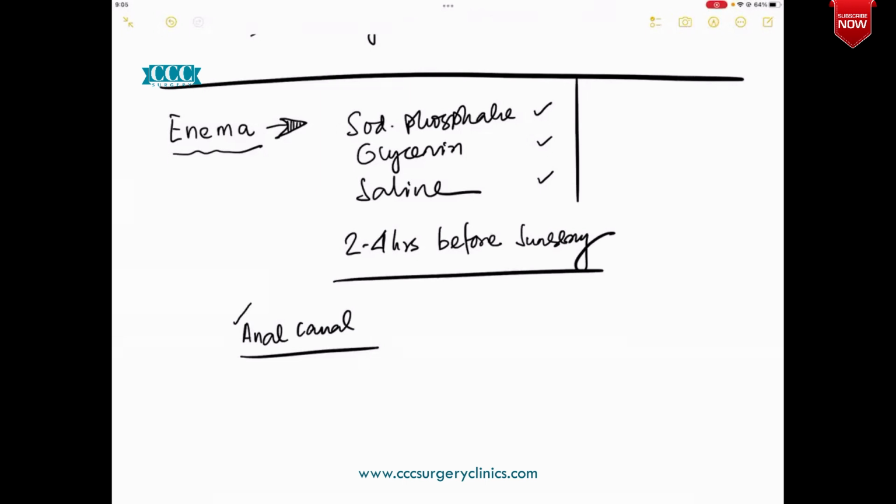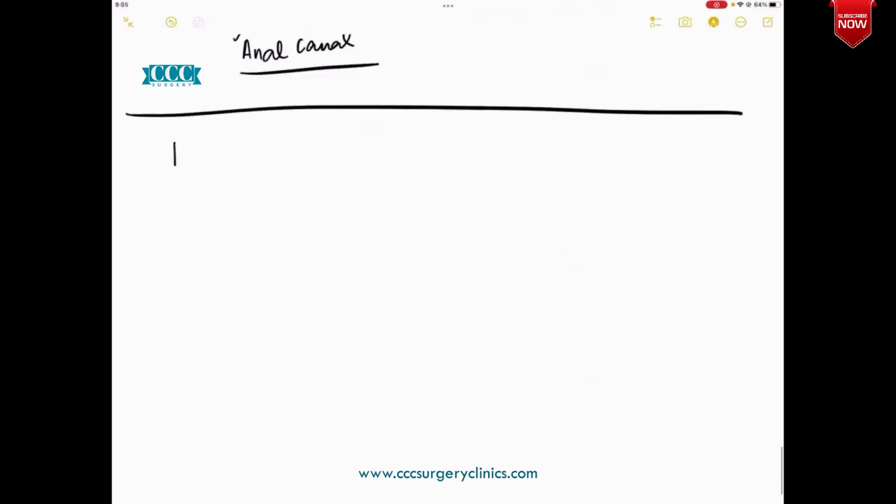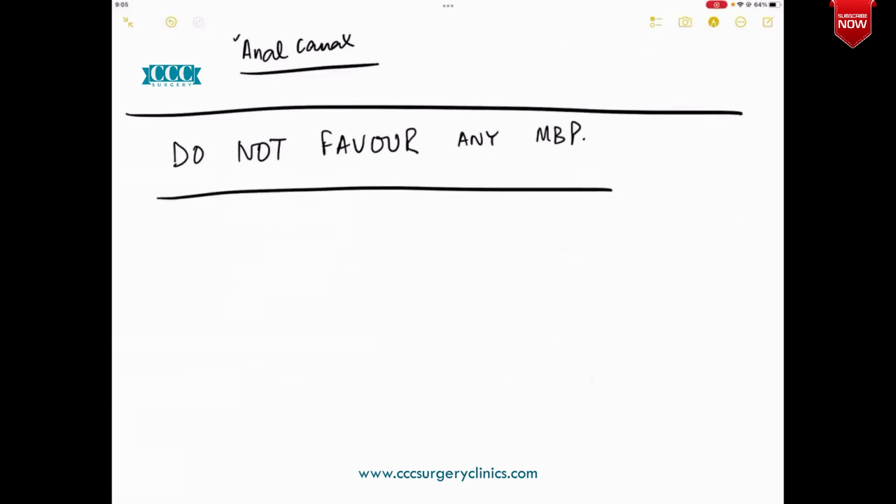Now, let us talk about the final words and let us talk about the current practices. The current practices do not favor any mechanical bowel preparation. Any of the societies do not usually favor them. And there has been more chance of anastomotic leaks than having a mechanical bowel preparation. So these are the points that finish this discussion.